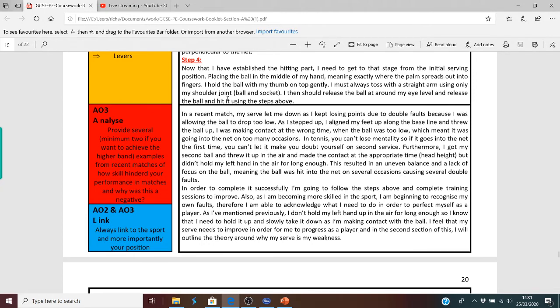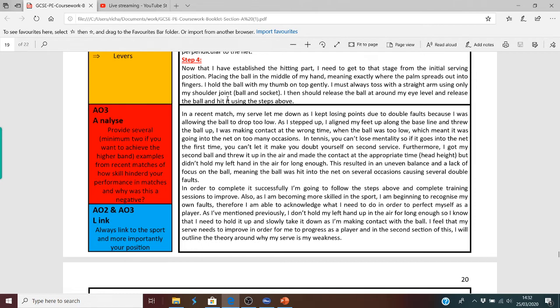In order to complete it successfully, I'm going to follow the steps above and complete my training sessions to improve. Also, I'm going to be more skilled in the sport. I'm going to begin recognising my own faults, and therefore I'm able to acknowledge what I need to do to perfect myself as a player.